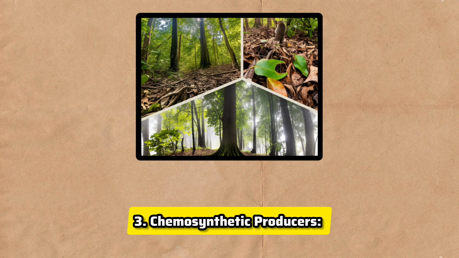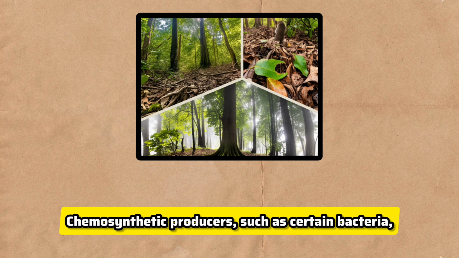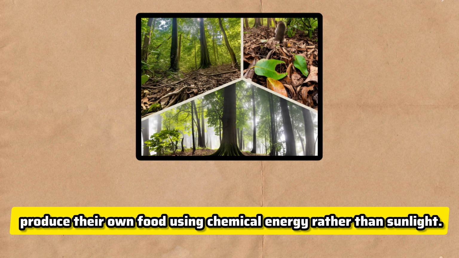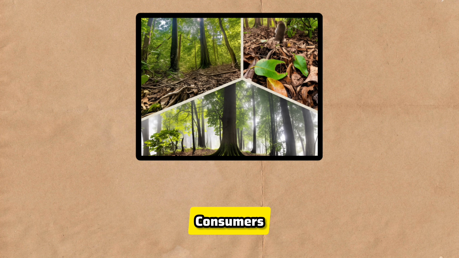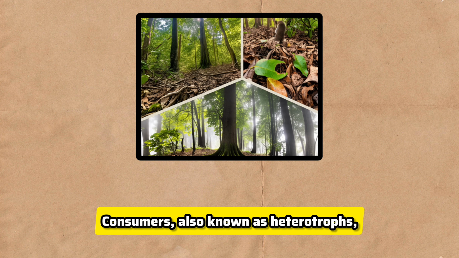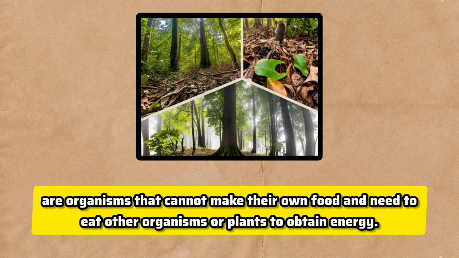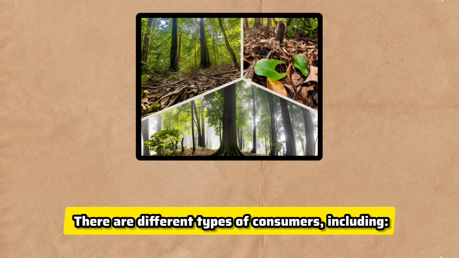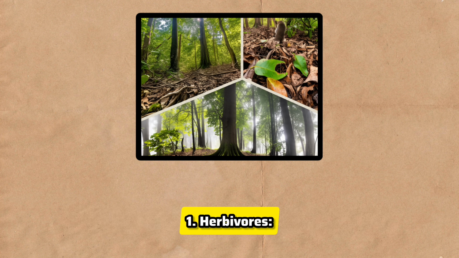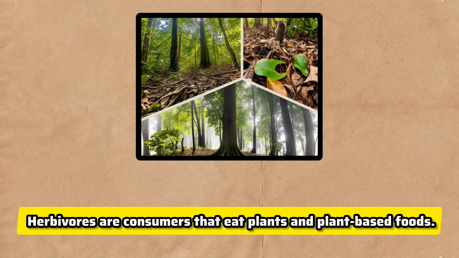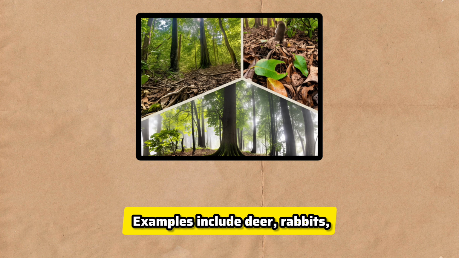3. Chemosynthetic producers. Chemosynthetic producers, such as certain bacteria, produce their own food using chemical energy rather than sunlight. Consumers. Consumers, also known as heterotrophs, are organisms that cannot make their own food and need to eat other organisms or plants to obtain energy. There are different types of consumers, including: 1. Herbivores. Herbivores are consumers that eat plants and plant-based foods. Examples include deer, rabbits, and insects that feed on plants.